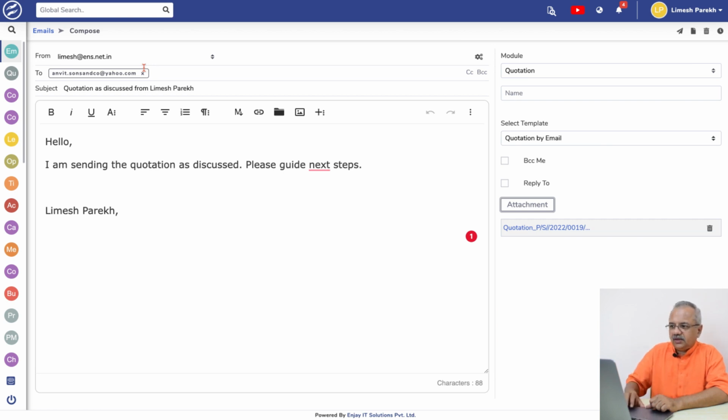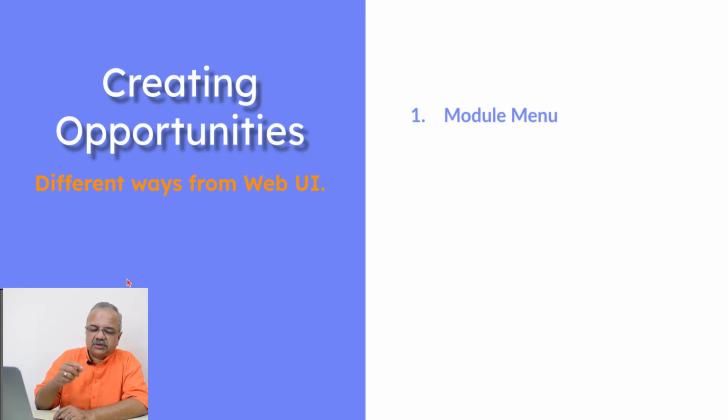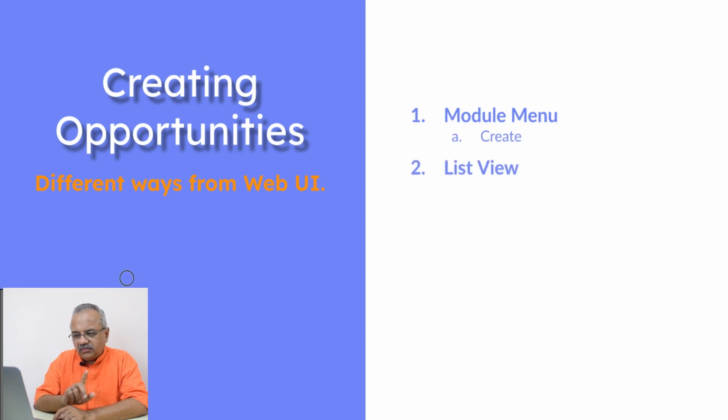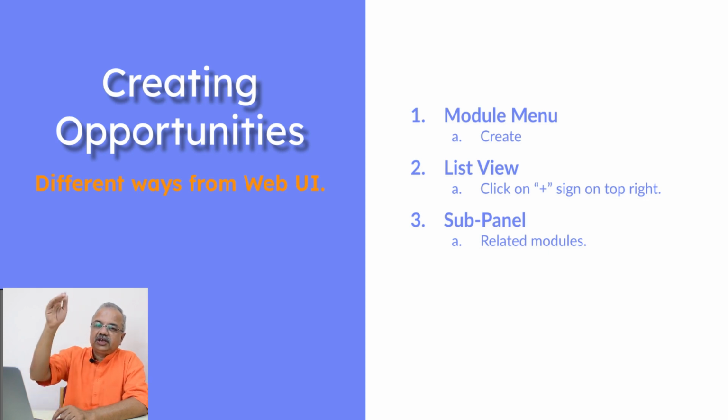So let us see what is next. So let us quickly revise the important points. So you can create from module menu as I've shown you. In the list view, you can create by clicking on the plus sign. You can create from the sub panel as I just showed you. The advantage of creating from the sub panel is that it fetches all the details of the related module automatically. Fetching them automatically can be useful.